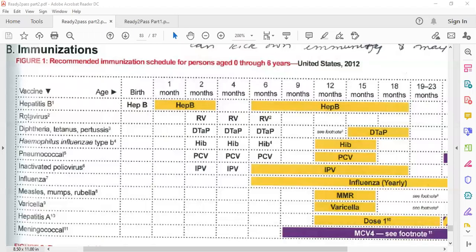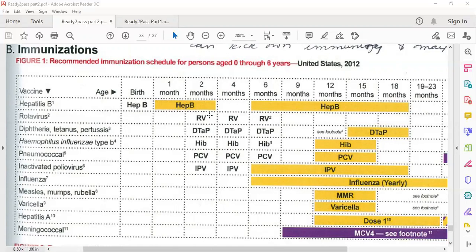Rotavirus is a contact precaution. Contact precaution, I said, because immunization is what we give the baby to protect against some disease, right? Some communicable disease or some transmission-based disease. So rotavirus, I said, contact precaution. So rotavirus, there are 3 doses.